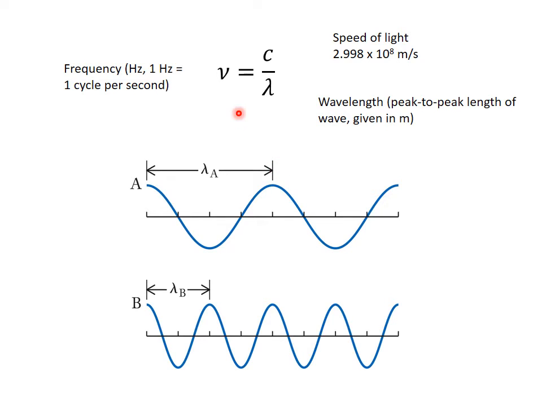The other value is the frequency. This is expressed by the Greek letter nu. Frequency is given in units of hertz, where 1 hertz is 1 cycle per second. This is telling you how many times per second that wavelength is traveling past you at the speed of light. Let's look at a couple example problems.